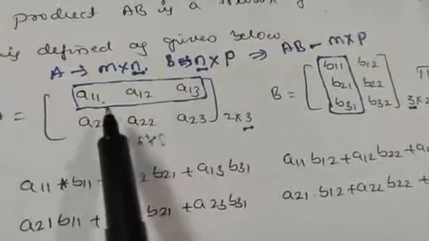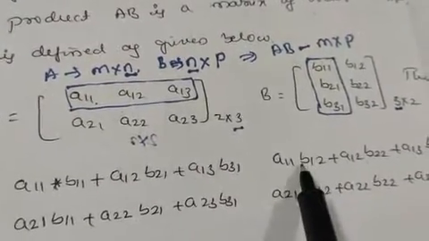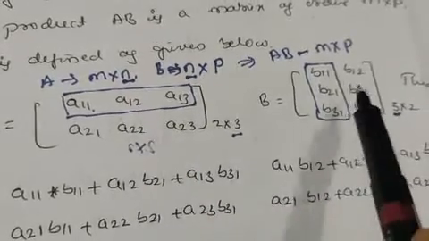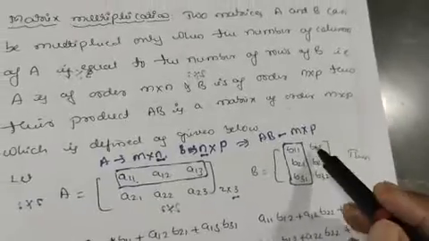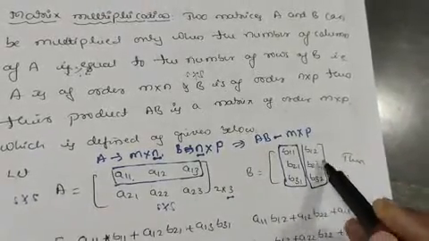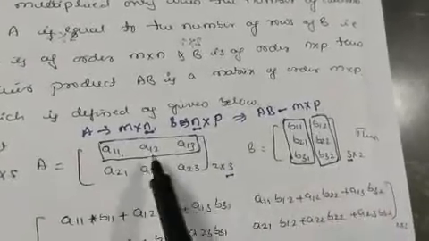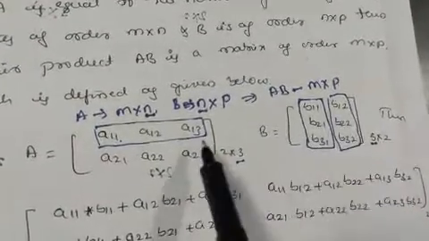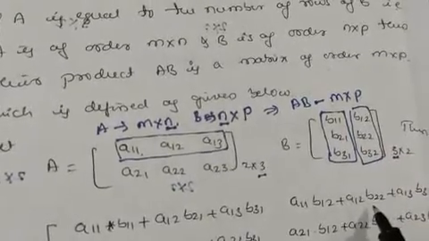Next, again the same: first row into second column. First row into second column is this one here. Again the same thing: A11 into B12 plus A12 into B22 plus A13 into B32. So this completes this first operation.